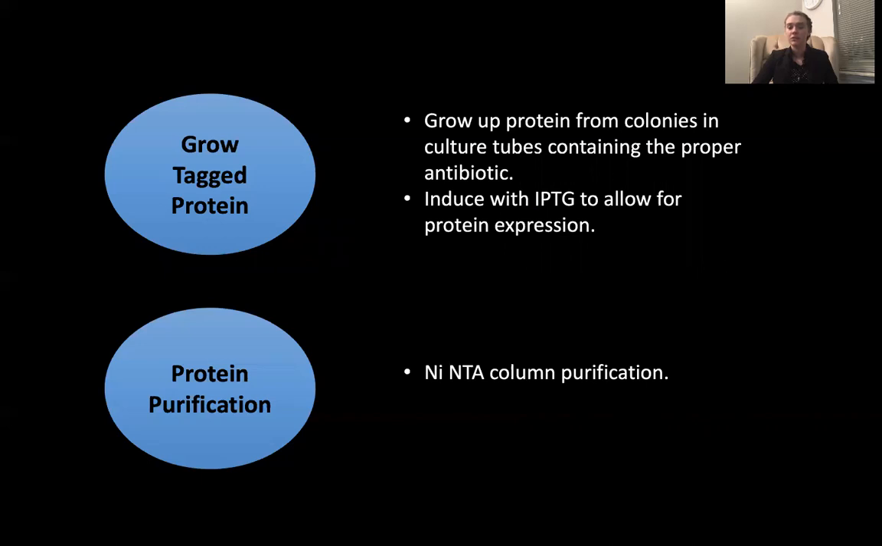The next step is growing up the tagged protein. Whenever you're growing up the protein, you take a culture tube with the right antibiotic, and then you let it grow up, and then we induce it with this enzyme that allows the protein to be expressed. We let that go for a certain amount of time, and at this point we will see the protein glowing, which you'll see an image of on the next slide. And after we see the protein glowing, we purify it using this nickel NTA column, which is able to hold on to the protein until we use a certain buffer, and then that will wash off the protein.